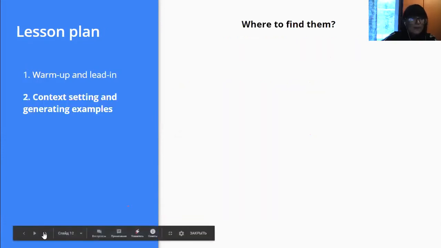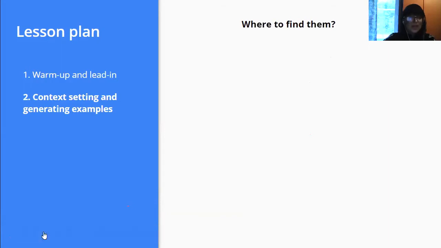So let's proceed then with the second step that is called context setting and generating examples. If we're talking about the inductive grammar approach and the contextual approach, we need to have examples to start teaching inductively. But where to find them? Of course, you might answer in the following way: there are ready-made templates on the platform, and there are ready-made materials, and so on.